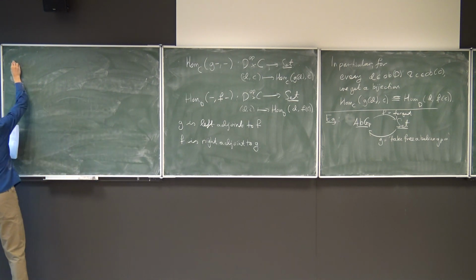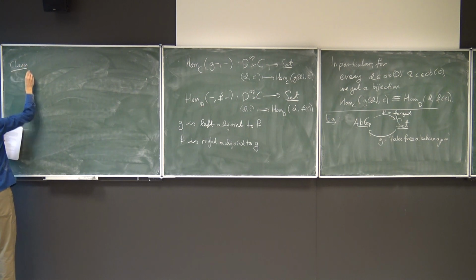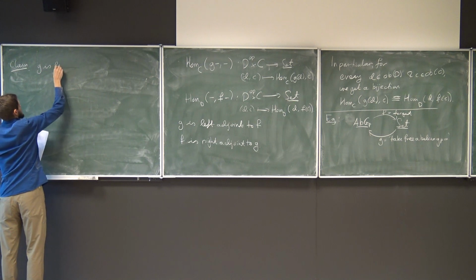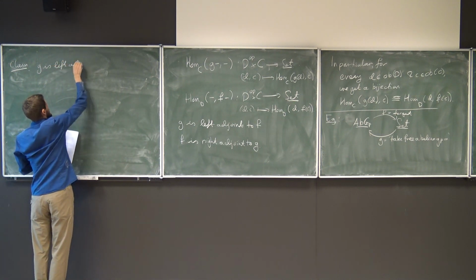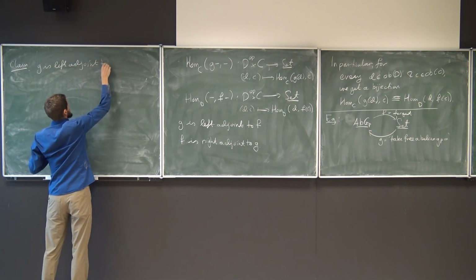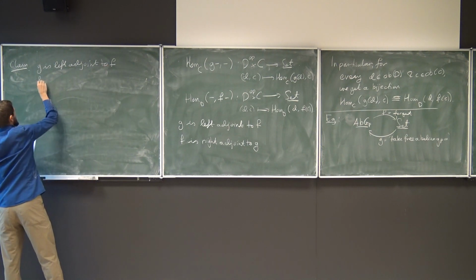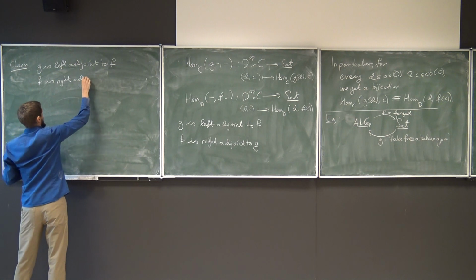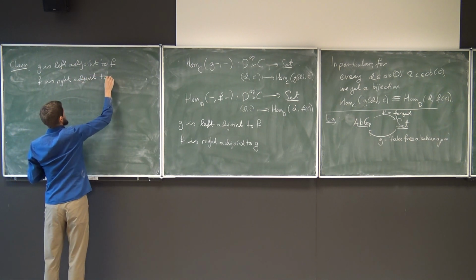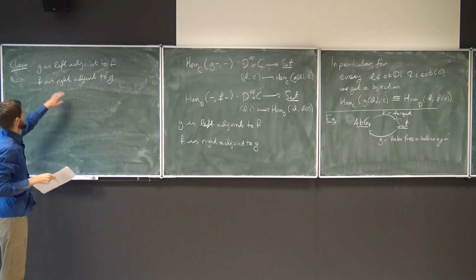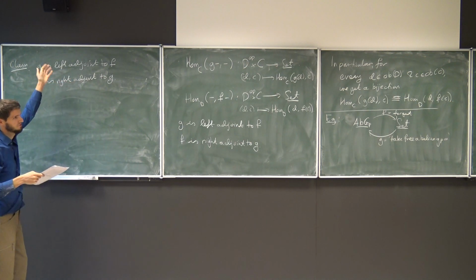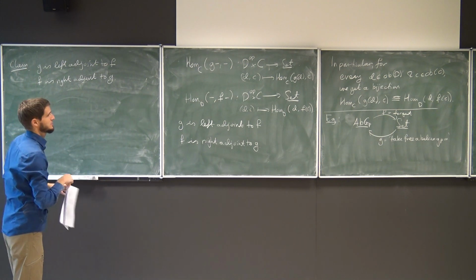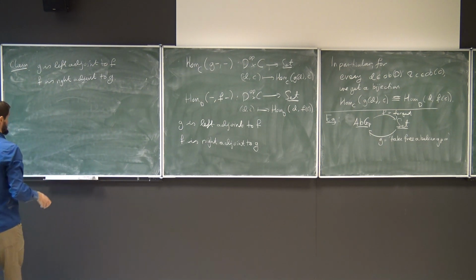So the claim, okay, G is left adjoint to F, and F is right adjoint to G. Okay, obviously these are equivalent statements, so it's a bit clumsy to write it out like this, but never mind, that's what we're doing. Okay, so let's write out what this means more precisely.